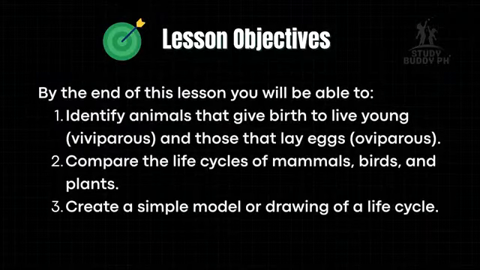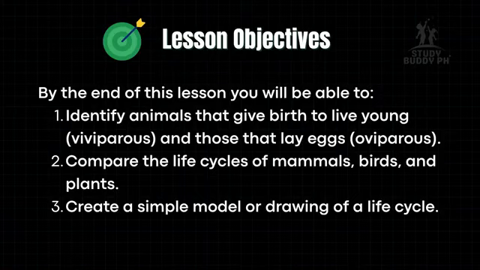By the end of this lesson, you will be able to identify animals that give birth to live young, viviparous, and those that lay eggs, oviparous. Compare the life cycles of mammals, birds, and plants. Create a simple model or drawing of a life cycle.